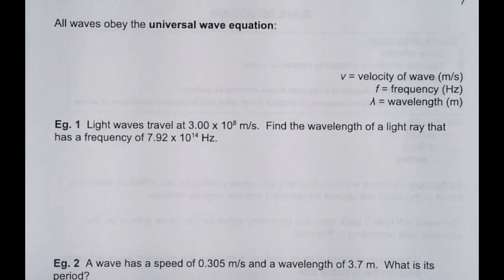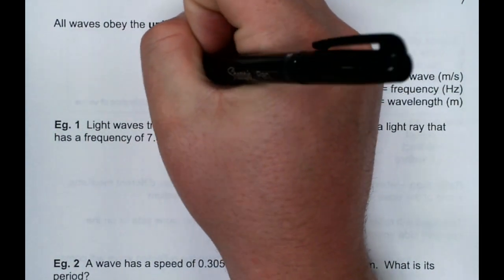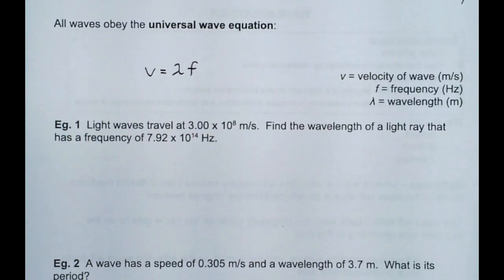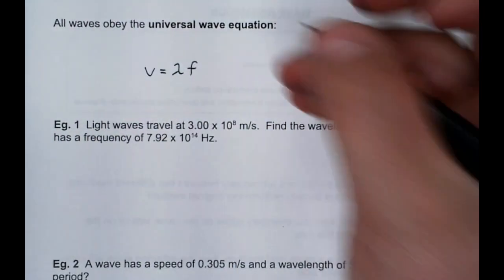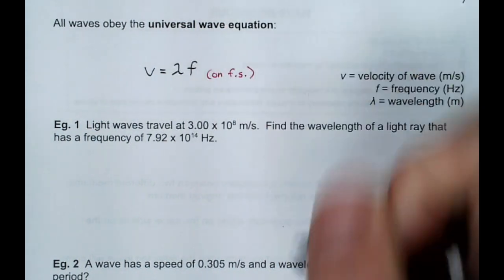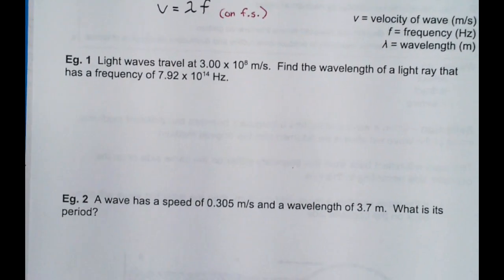So mathematically, all waves are going to obey what we call the universal wave equation. What the universal wave equation is, is the velocity of the wave is equal to the wavelength times the frequency. That is a pretty simple formula that you are going to have on your formula sheet. So you don't need to memorize that one, but it is going to come in handy.